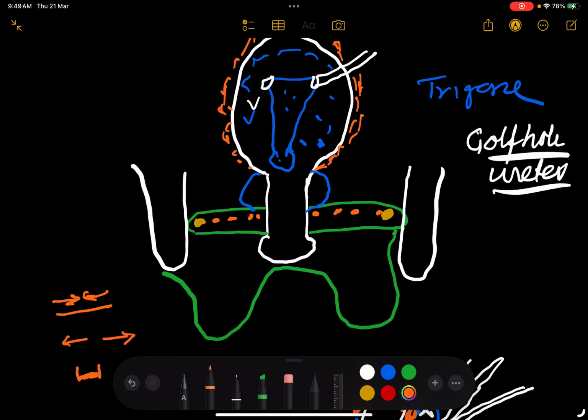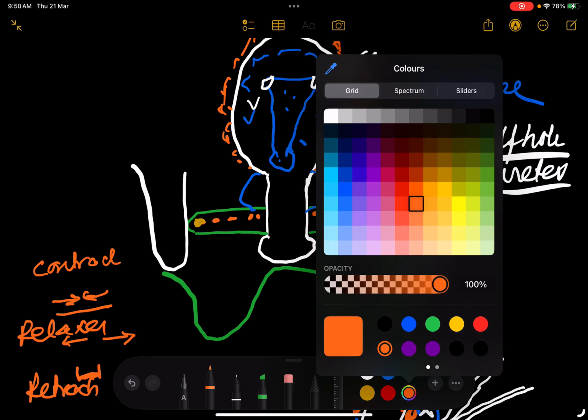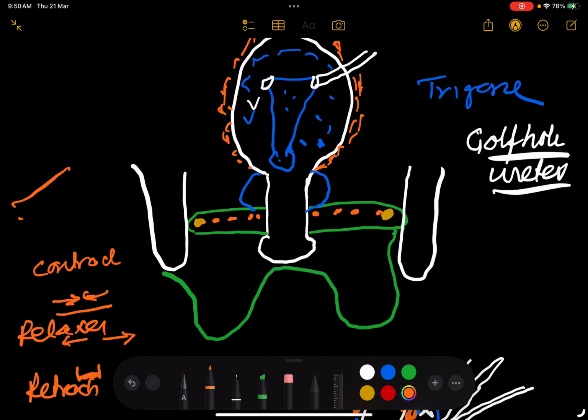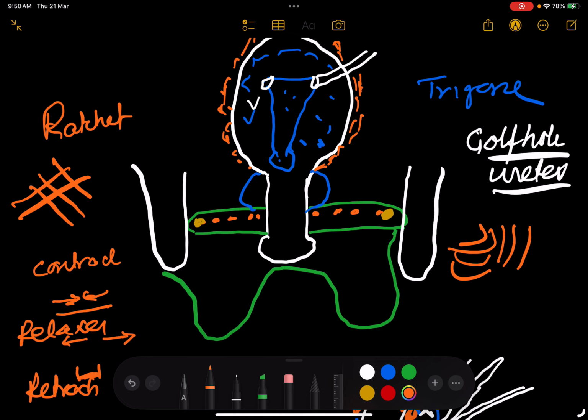So there are three phases of contraction: contracts, relaxes, but retracts. Therefore, the volume keeps on coming down. And this muscle has got a ratchet mechanism by which this locks and prevents the relaxation and causes the retraction. So there is a ratchet mechanism which allows this, and these muscles are more longitudinal outside and more circular inside.